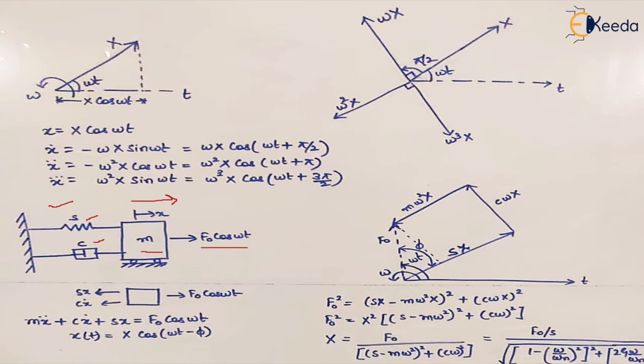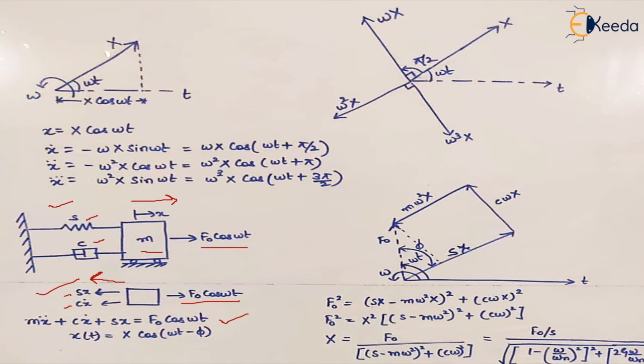and if some harmonic force F naught cos omega t is acting on the mass in this direction, so the free body diagram will look like this, right? The harmonic force is acting in this direction, so the spring force and the damping force will act in the opposite direction, and inertia force will also act opposite to the direction of the harmonic force. So if we write the equation, it will be like m x double dot plus c x dot plus s into x is equal to F naught cos omega t.